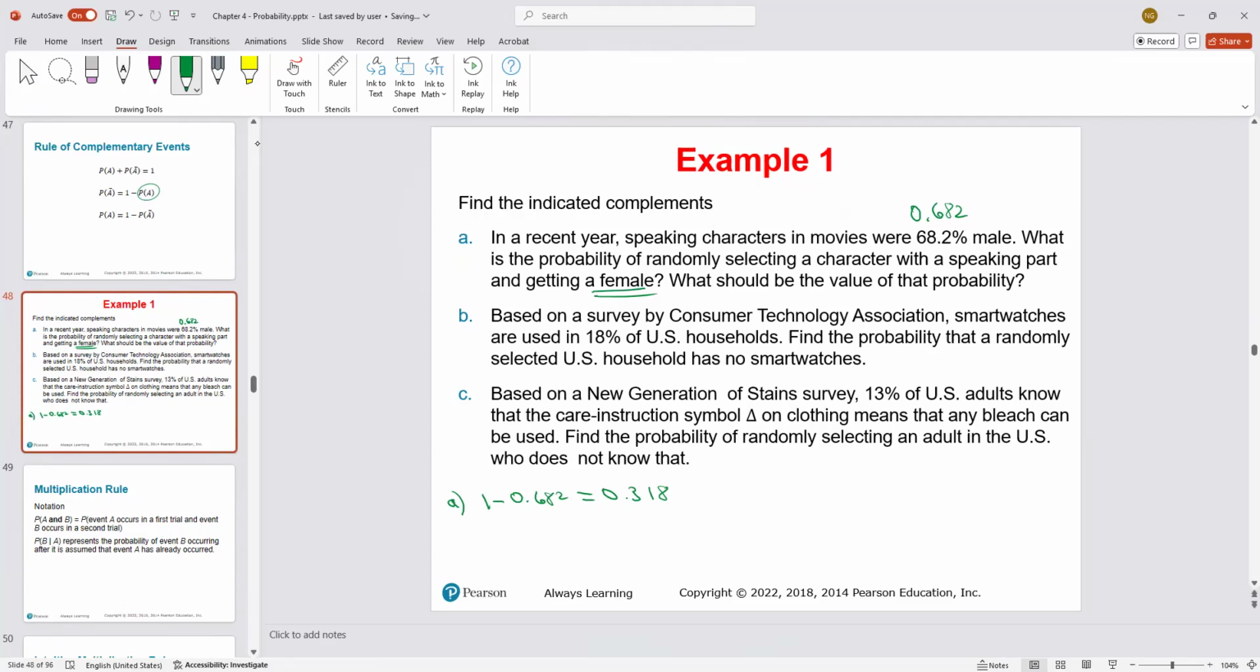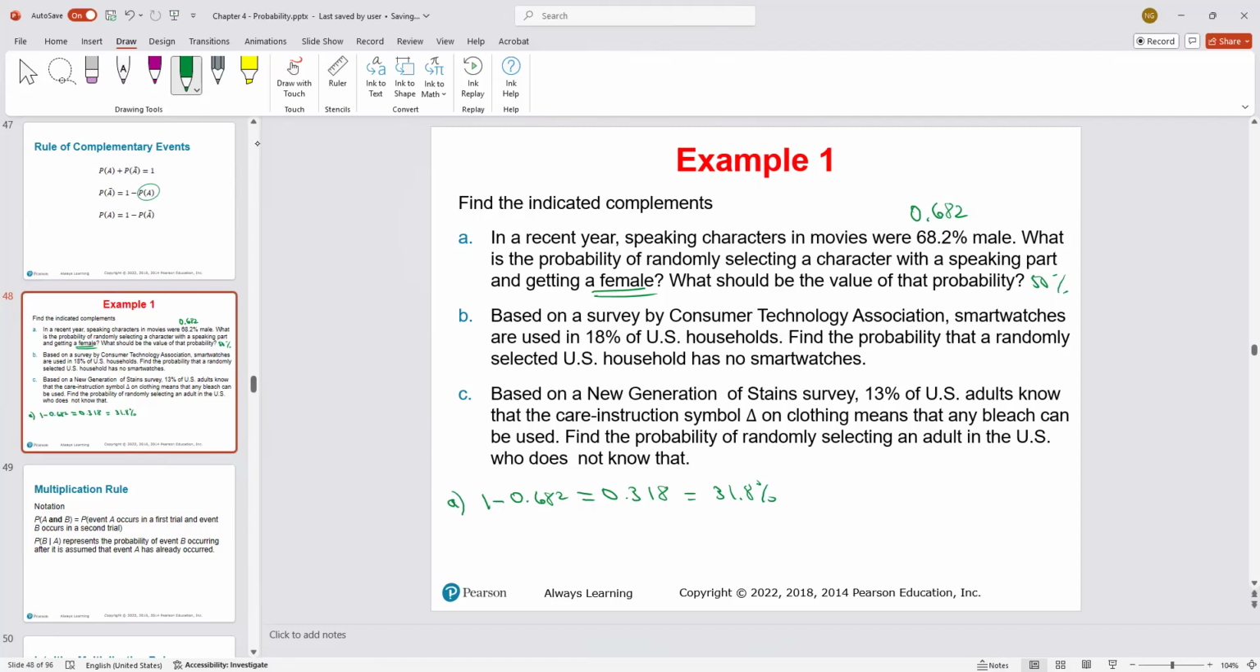The probability should be like 33 point something, all right? So what is the probability of selecting a character with a speaking part and getting a female? Only 31.8%. So what should the value of the probability be like? Like 50%. It must be 50-50. In a new world, there should be 50% of it.